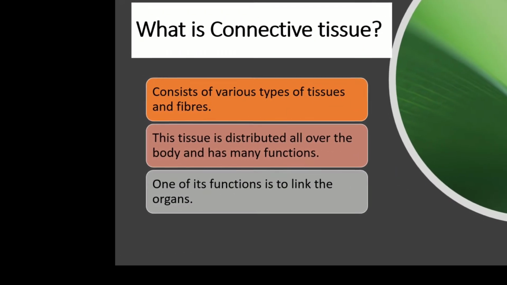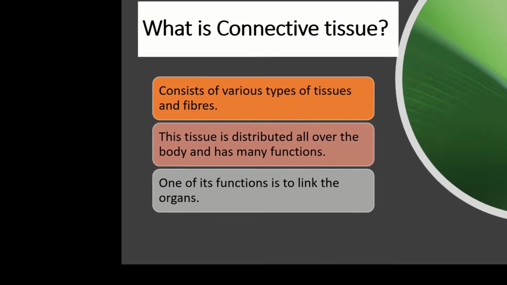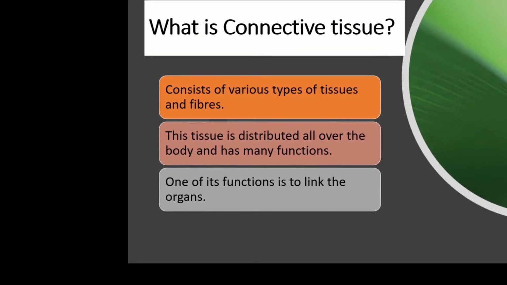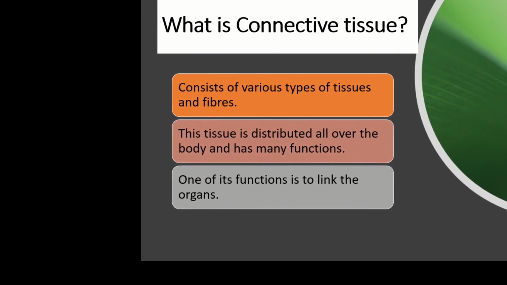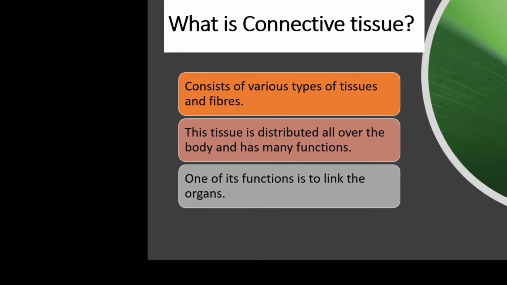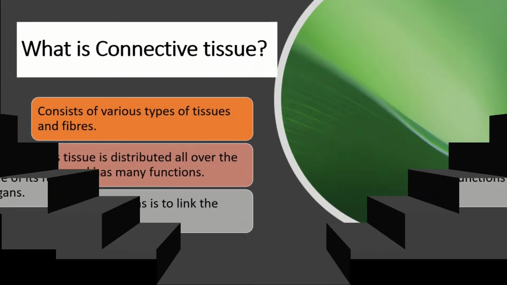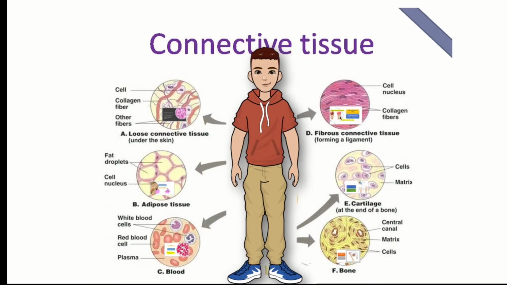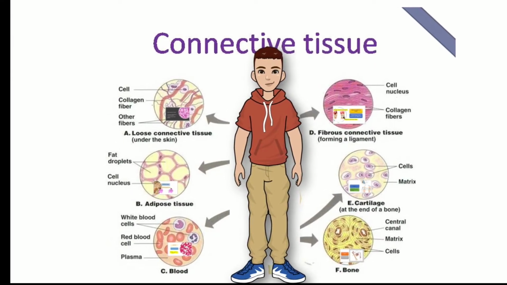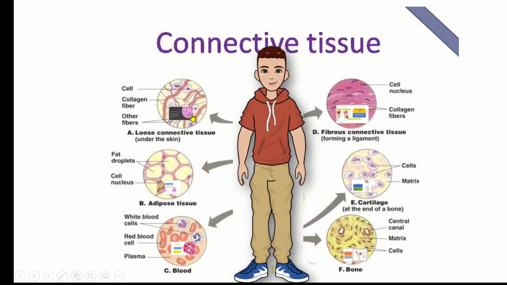The first one is connective tissue. What is connective tissue? This consists of various types of tissue and fibers. The tissue is distributed all over the body and has many functions, and one of the functions is to link the organs. There are 6 connective tissues that we are going to look over.